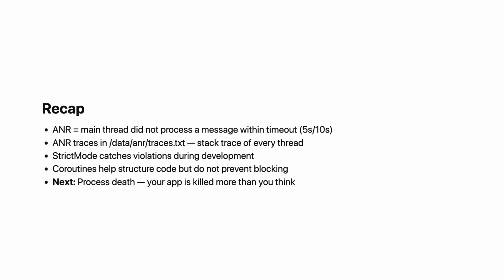Let us recap. An ANR happens when the system sends a message to your main thread and your main thread does not process it within the timeout: 5 seconds for input events, 10 seconds for broadcasts. Common causes are network or disk I/O on the main thread, lock contention, and excessive queue congestion. The system writes ANR traces to /data/anr/traces, showing every thread's stack trace at the moment of failure. Strict mode catches violations during development. Coroutines help you structure code off the main thread, but they do not prevent blocking if you use them incorrectly.